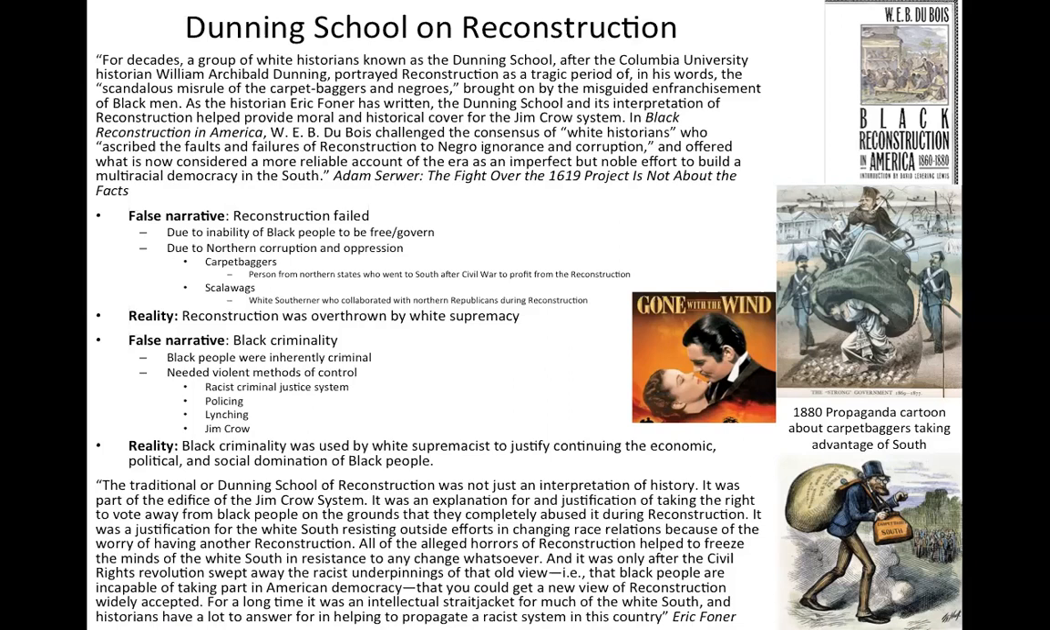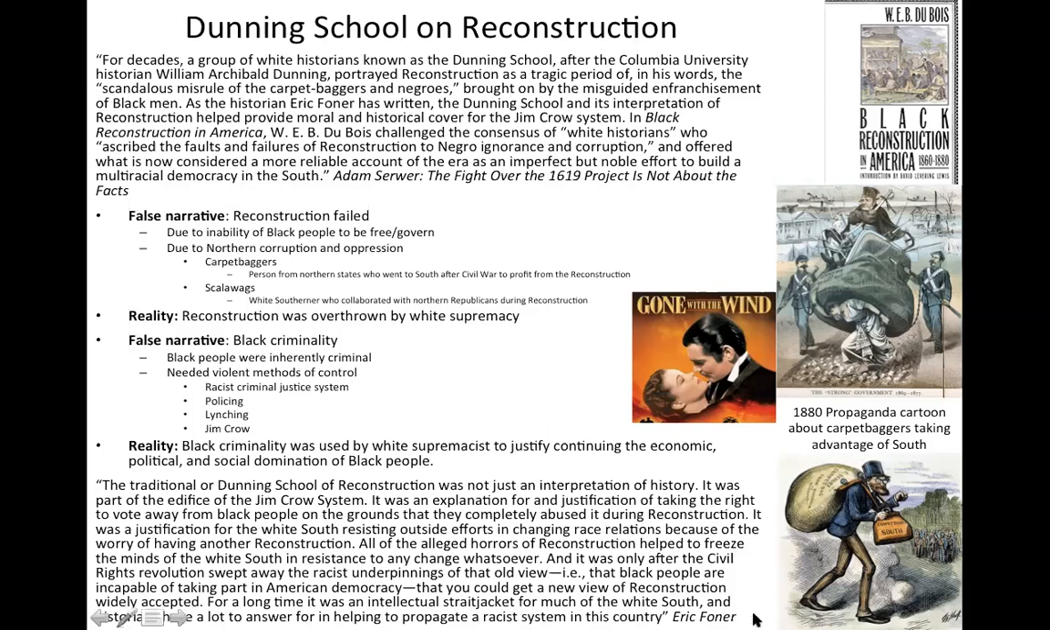What it did is it provided moral and historical cover for the Jim Crow system. So it allowed this new system of Jim Crow and lynching and all this horrific sharecropping to emerge, and voter suppression, in the name of saying, well, we gave Black people a chance. They were all corrupt and horrible, so we had to take it back over. And now we need to maintain white supremacist rule for the safety of everyone.